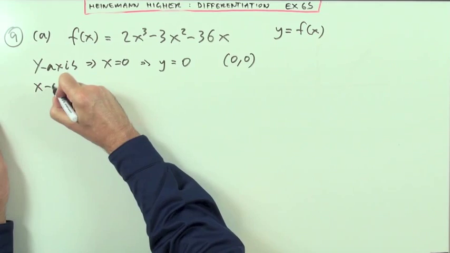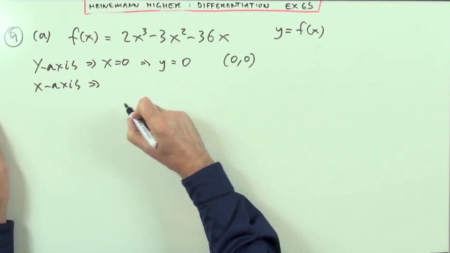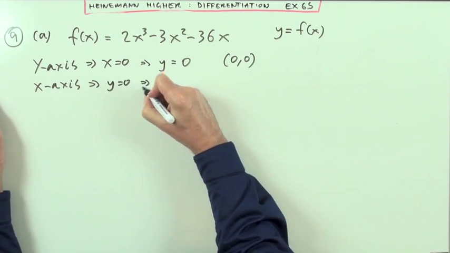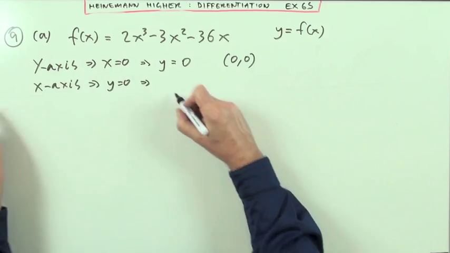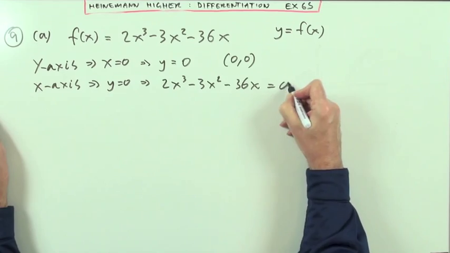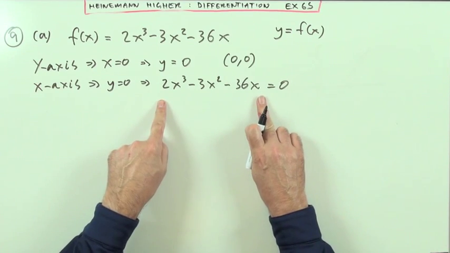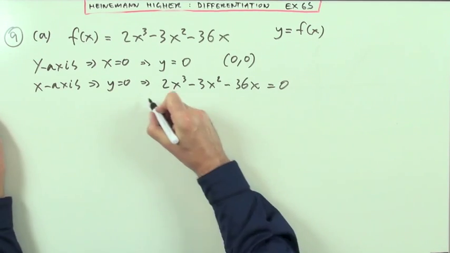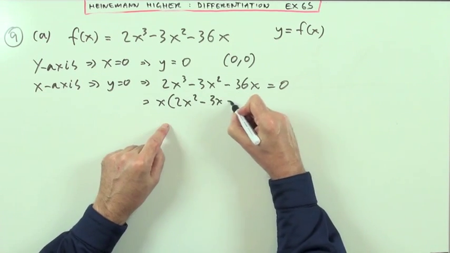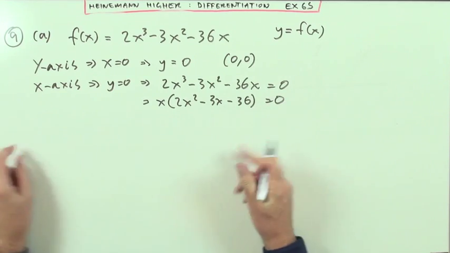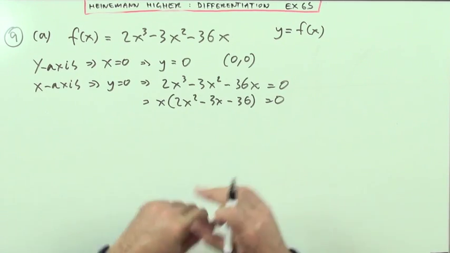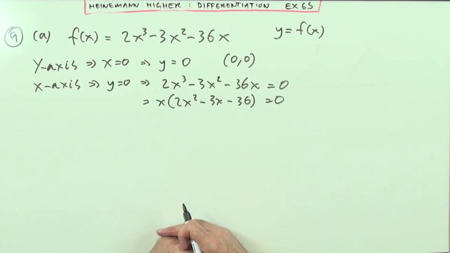Slightly trickier will be the points on the x-axis. Now on the x-axis there's no height, so the y-coordinate is 0. Well, that means I'm going to have to solve this equation equal to 0. So 2x cubed minus 3x squared minus 36x should equal 0. And the technique for this type of equation is factorise. Well, I can take out an x and be left with 2x squared minus 3x minus 36 equal to 0. Then ideally I would factorise this bit. But unfortunately it doesn't factorise, so I'm going to have to use the formula.